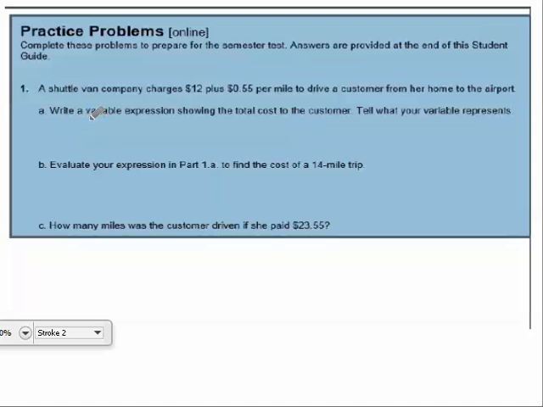Now, this first one says write a variable expression showing the total cost to the customer. What we're looking at here is a shuttle van charges $12 plus 55 cents per mile to drive a customer from her home to the airport. So the total cost is going to be equal to $12 plus 55 cents per mile.